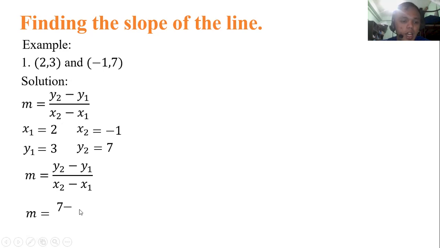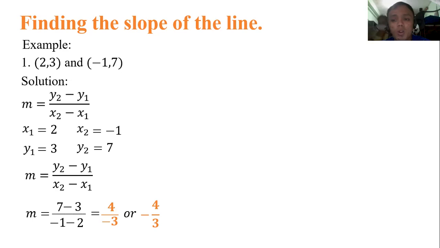Yan, nakalagay na. 7 minus 3 all over your x sub 2 which is negative 1, then your x sub 1 which is 2, minus 2. Then subtract natin. 7 minus 3, that is 4. Negative 1 minus 2, that is negative 3. So negative 4 over 3, ito yung magiging slope natin. Pwede natin kunin yung lowest term, if ever na merong lowest term. But since wala namang lowest term, ito na yun.